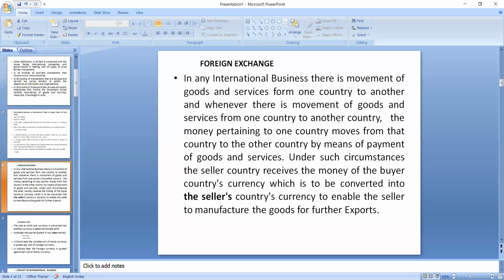See that? So the very simple thing is that the money pertaining to one country moves from that country to the other country by means of payment for goods and services. That is foreign exchange. You should know the concept. What is the concept in foreign exchange?